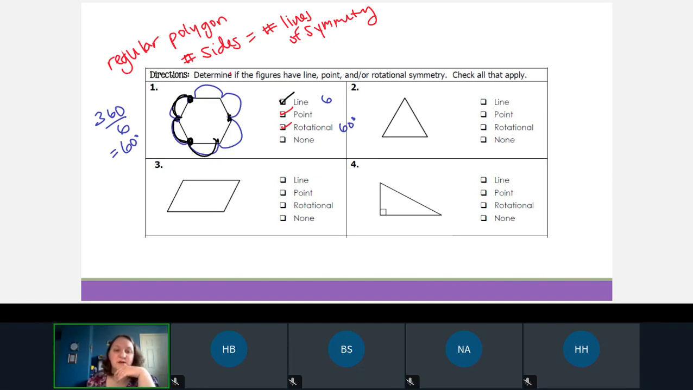Okay. Clearly, we're not going to choose none here because we chose 3. That would be kind of silly, wouldn't it? Okay, let's look at number 2.